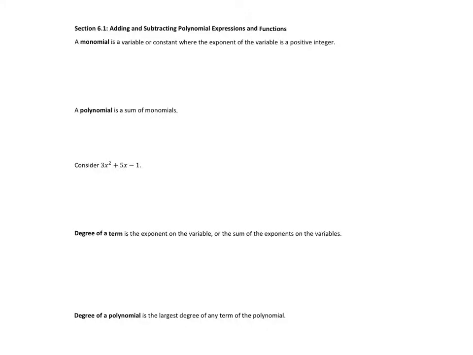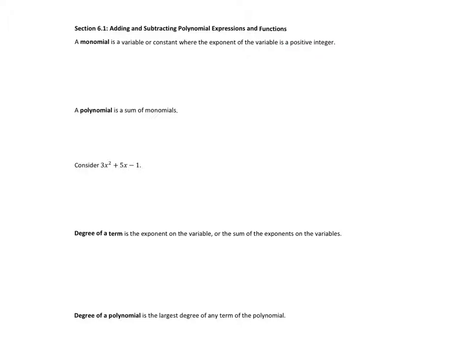Welcome to section 6.1, adding and subtracting polynomial expressions and functions. Before we start looking at adding and subtracting our polynomials, we have to do some vocabulary words. The first thing we're going to go over is a monomial. A monomial is a variable or constant where the exponent of the variable is a positive integer.